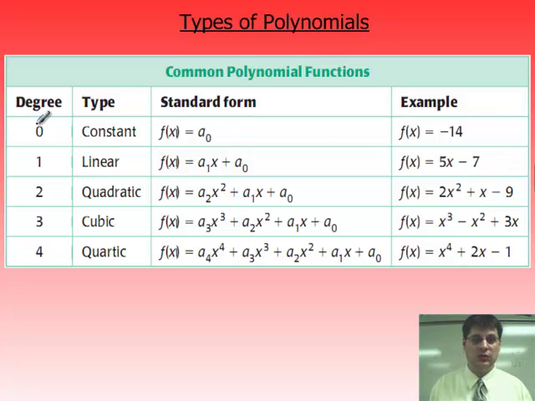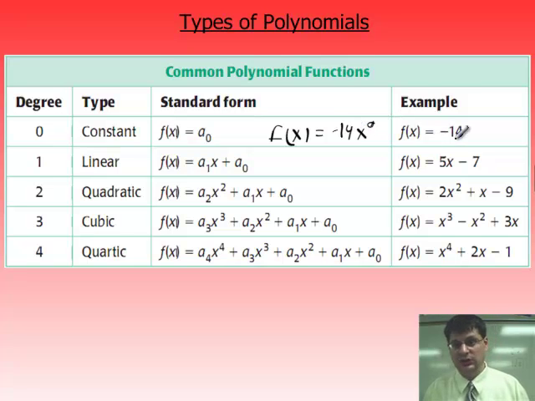If something has a degree of 0, that means you have x to the 0th power, which is just 1, so that's just going to be a constant. So f of x is equal to a sub 0. For instance, if I had f of x equal to negative 14, and since the degree is 0, I could say x to the 0th power, which is just 1, then f of x would equal just negative 14. So that's just a constant. That's going to be a horizontal line if we were to graph that.